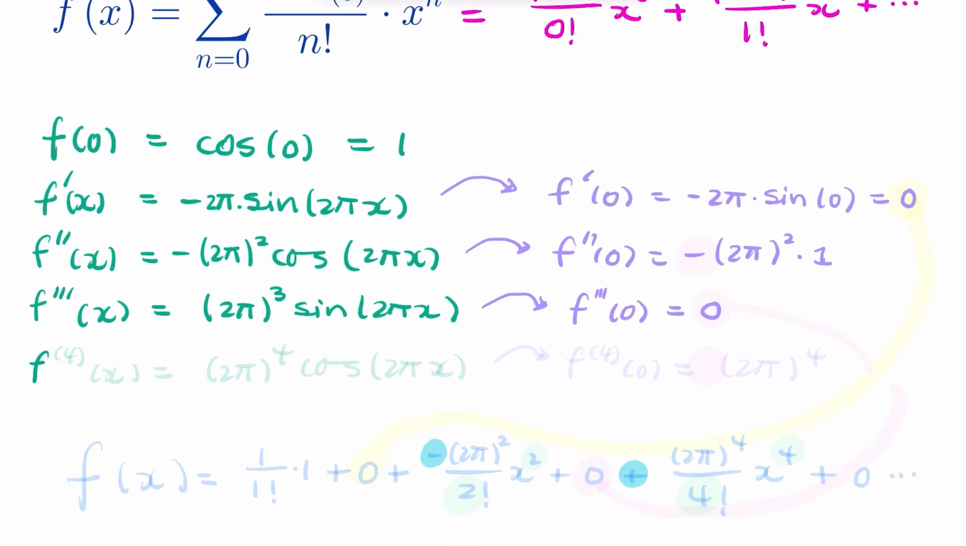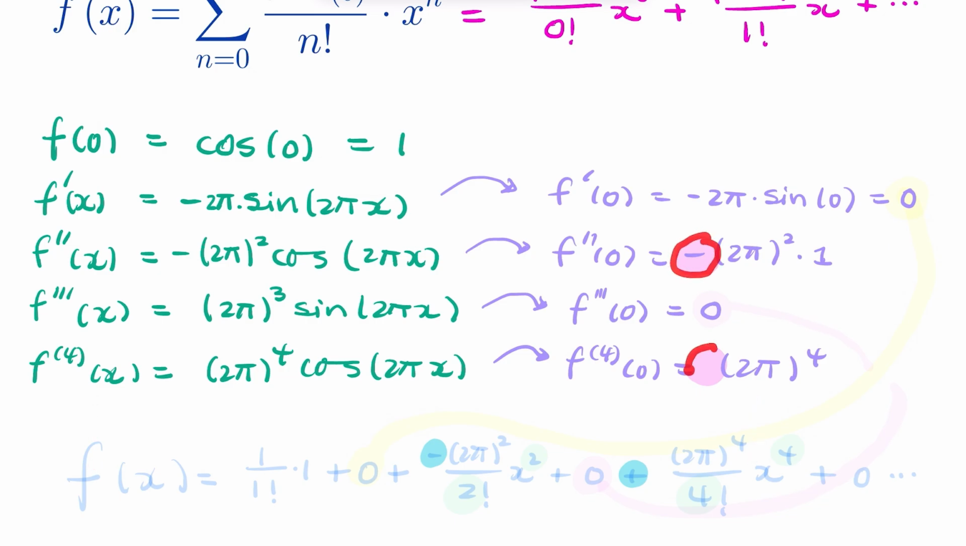And the fourth derivative, so the derivative of a sine will be cosine, and now we have 2pi to the power 4. And at x equals 0, again, cosine 0 is 1, so we have simply f4 of 0 is 2pi to the power 4. So you notice how the sign changes between negative and positive.